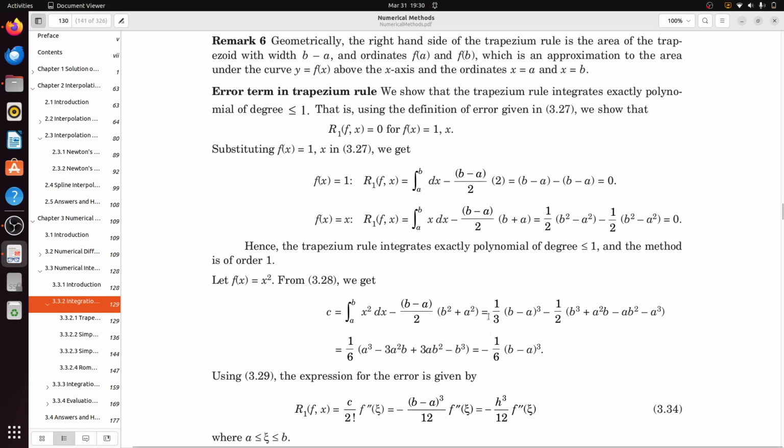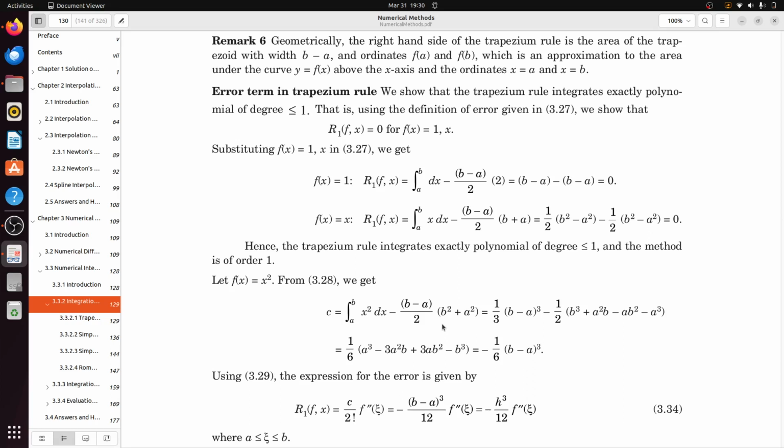Now the error term. The trapezoidal rule integrates exactly polynomials of degree less than or equal to 1. That means for the functions 1 and x, if you compute the actual integration or compute by using the trapezoidal rule, the error will be the same. The error will be 0. Got my point, Priyanka?